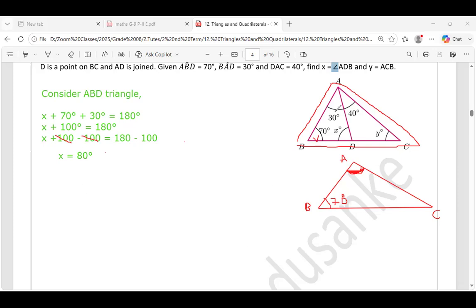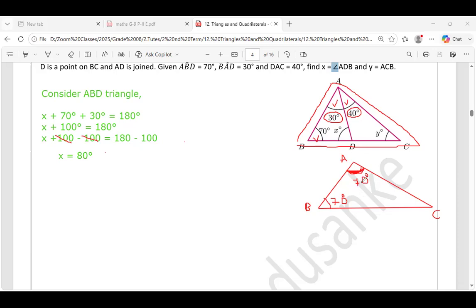Here today you have 30 degrees. So that is this one, 40 degrees means the adjacent angle. So 30 plus 40 will give you again 70. This angle A is also 70 degrees. Very easy.